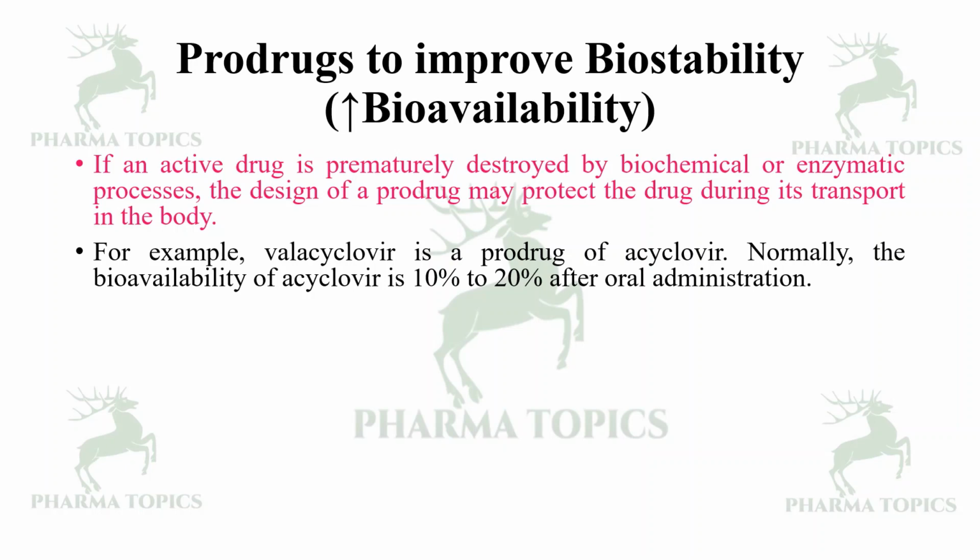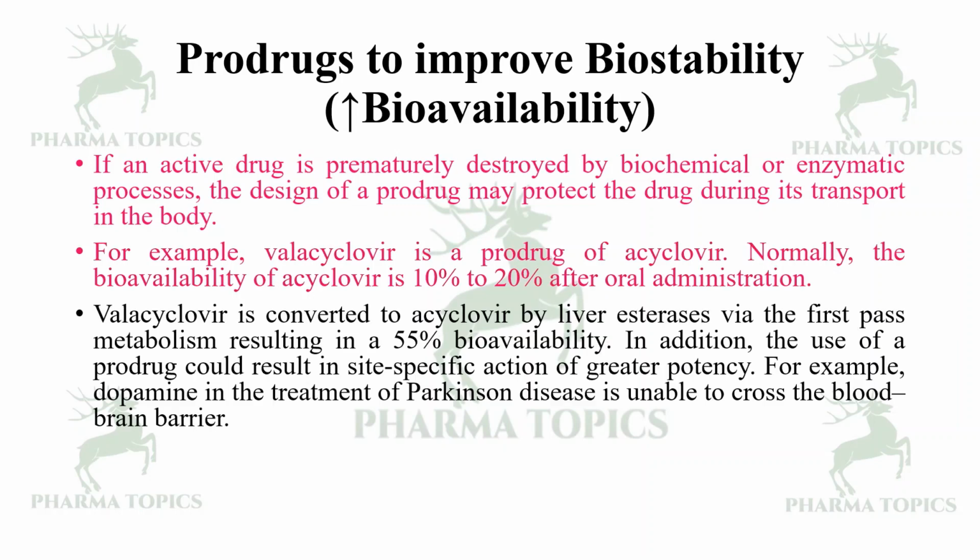Normally, the bioavailability of acyclovir is only 10% to 20% after oral administration. Val-acyclovir is converted to acyclovir by liver esterases via the first pass metabolism, resulting in 55% bioavailability. It is more than a double increase in the bioavailability. In addition, the use of a prodrug could result in site-specific action of greater potency.